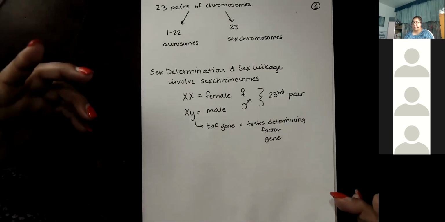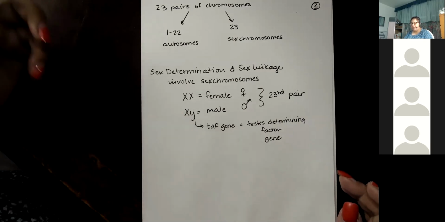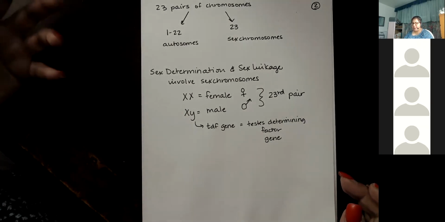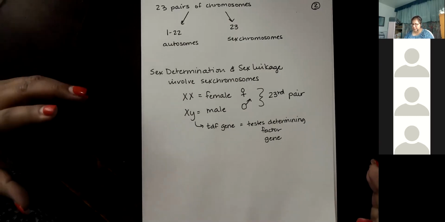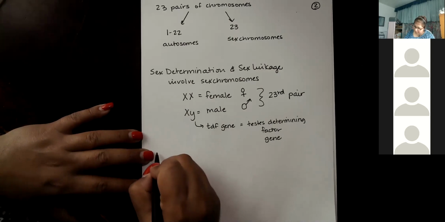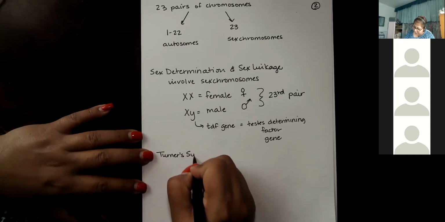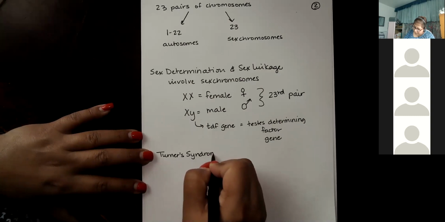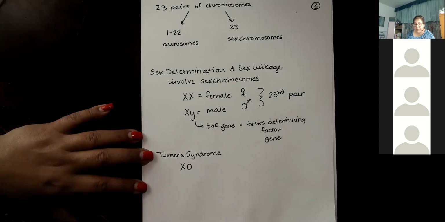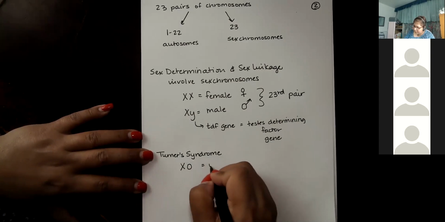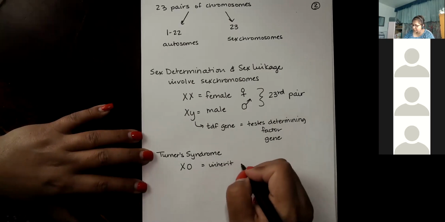And as you can imagine from the name, the TDF gene contains information that tells you to develop testes. So it's interesting that even though we think of this as being male and this as being female, there's actually other ways to be female according to your sex chromosomes. For example, there's something called Turner's syndrome, and those with Turner syndrome are referred to as X0. They have inherited only one X sex chromosome.